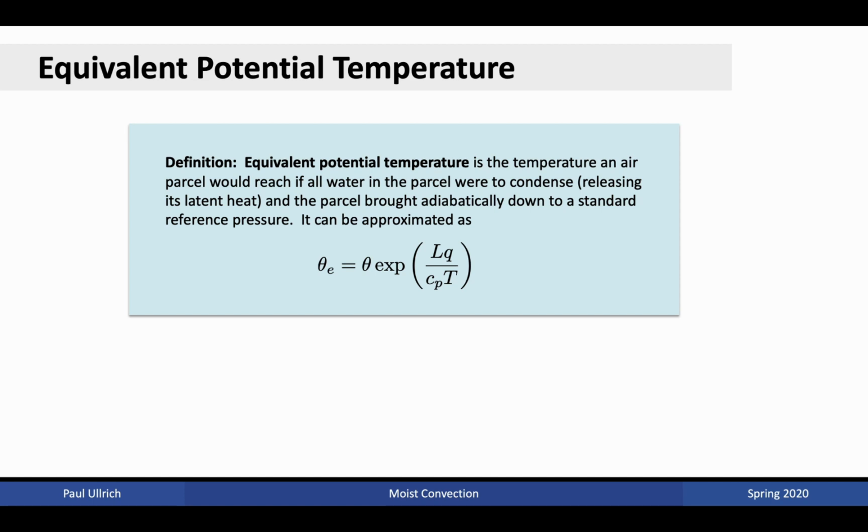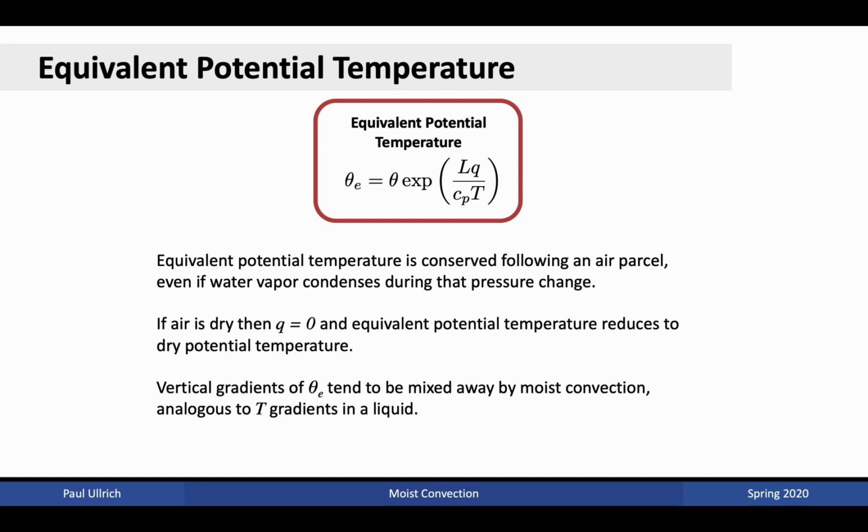And formally, the equivalent potential temperature can be defined as the temperature an air parcel would reach if all water in the parcel were to condense, releasing its latent heat, and the parcel brought adiabatically down to a standard reference pressure. That is, recall, for dry potential temperature, we were referring to fluid parcels that were brought down to a reference pressure of P0. In this case, we're adding also condensation of all of the moisture, all of the water vapor that is present within that fluid parcel as well. So one expects that the equivalent potential temperature then will be larger than the potential temperature, and the degree to which it is larger is proportional to the amount of water vapor within the fluid parcel.